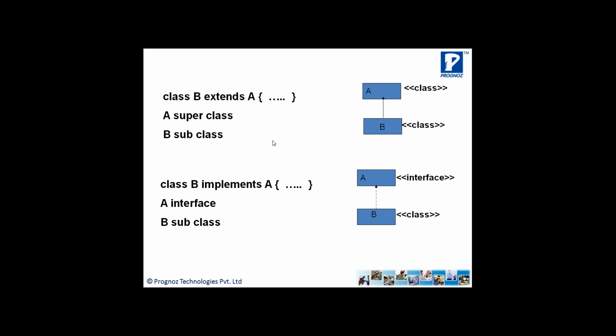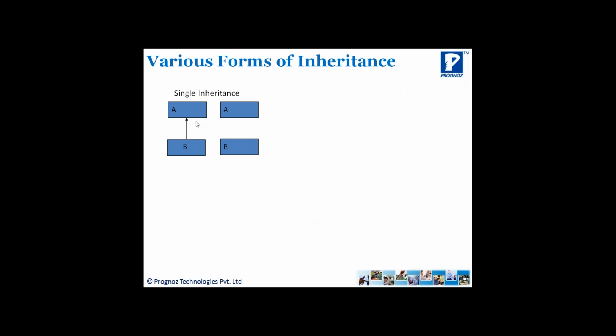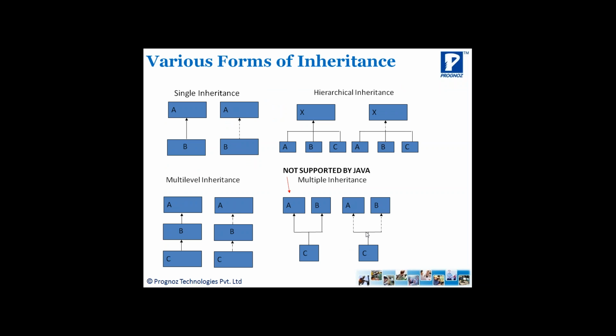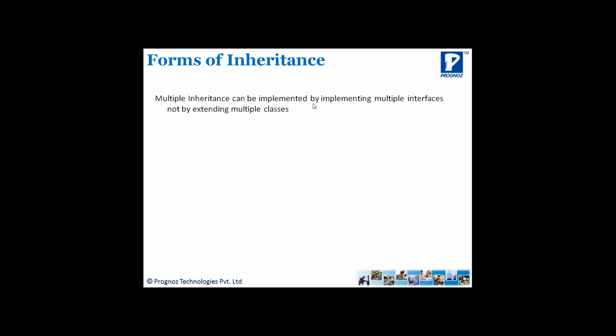In the slide we have single inheritance, hierarchical, multi-level, and multiple. Multiple means two parents and one child, and this is not possible in Java through classes. Why? Because multiple inheritance can be implemented by implementing multiple interfaces, not by extending multiple classes. If one child class wants to take the behavior of two parents, in this case you make your parents interfaces.